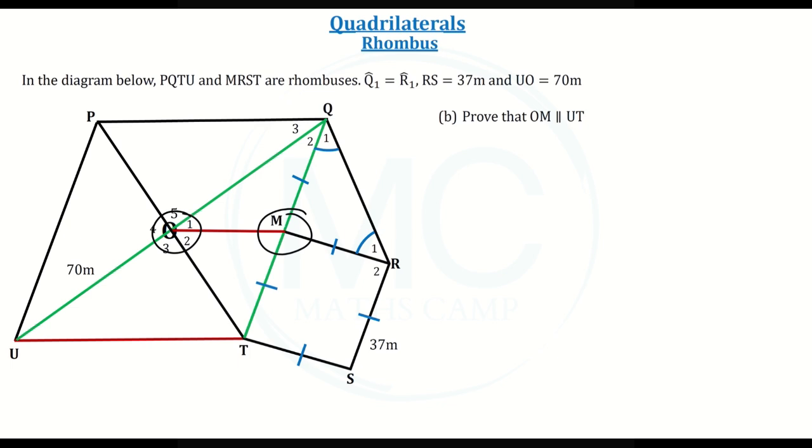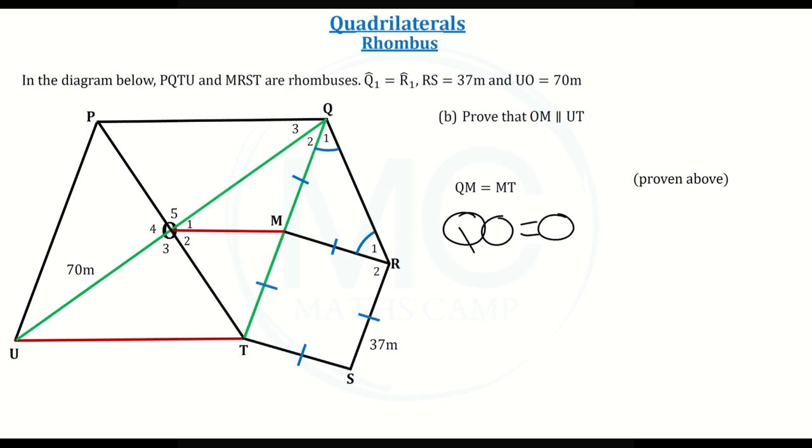In part A, we've just proven that QM is equal to MT. M is the midpoint. We don't need to prove this again, so we use proven above as our reason. Now let's look at QU. QU is a diagonal of the rhombus PQTU, and we know that the diagonals bisect each other, so we can see that QO must be equal to OU. And as our reason, we say the diagonals of a rhombus bisect.